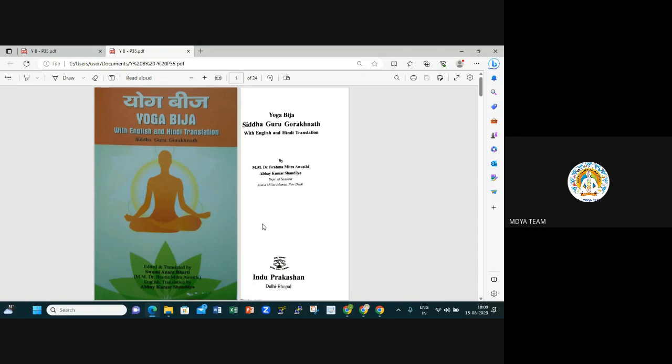Most probably we know that it is written. We will follow this book only, which is Siddha Siddhanta Paddhati by Guru Gorakhnath. The publication is by Swami Anant Bharati. This is the book we are going to follow. It is written in both English and Hindi translation, in one book only. How many slokas are there in total? You have here 200.